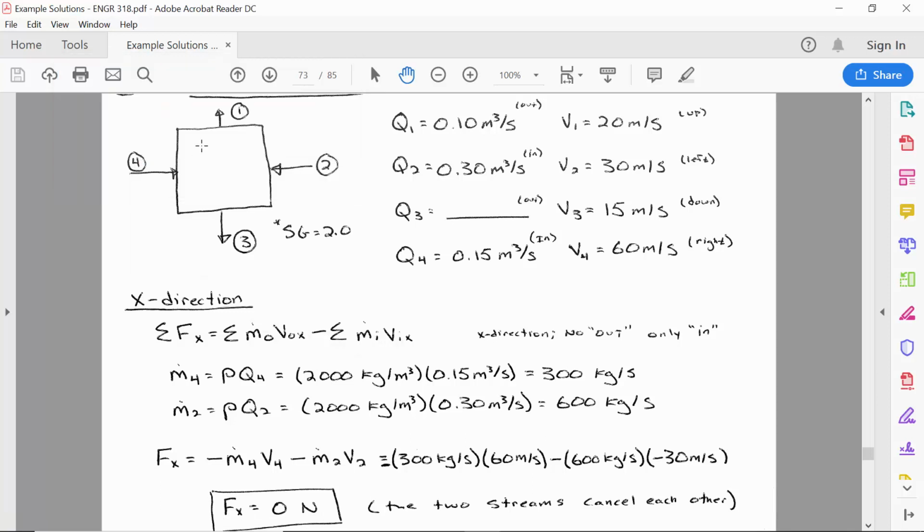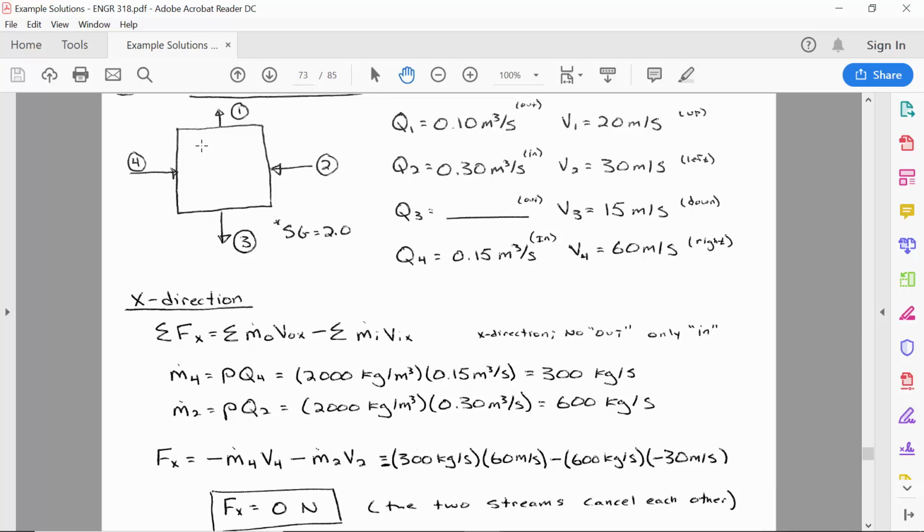Before I show the y direction solution, let me just point out that in the x direction, there's only inflow. There's no outflow in the x direction. And so that's why this first term in the momentum equation, the sum of mass flow out times velocity out in x, had nothing there. All that we had when we solved for the sum of the forces in the x direction was the inflow streams. So there was this minus mass flow rate 4, velocity 4, because of the minus sign in front, and then minus mass flow rate 2, velocity 2, because the minus sign distributes through to any of the terms that are inflows. But then keep in mind that velocity direction is important.